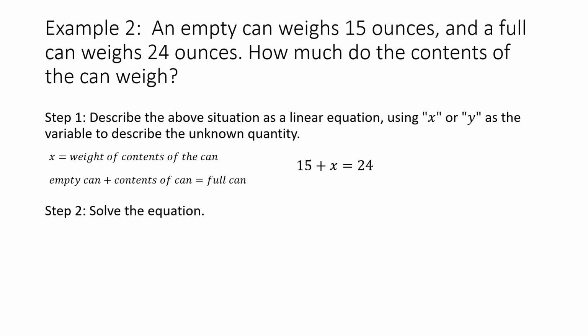Next, it's going to ask us to solve the equation. So then I need to move the 15. It's a positive 15. So I'm going to subtract 15 on both sides. That's going to give me x equal to 9 ounces because 24 minus 15 is equal to 9.